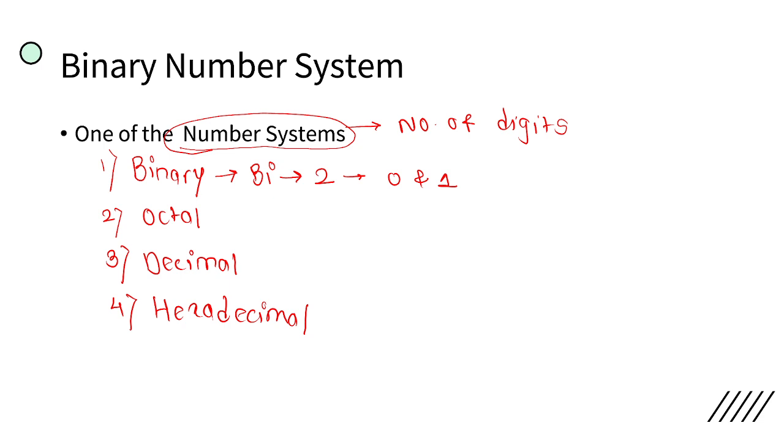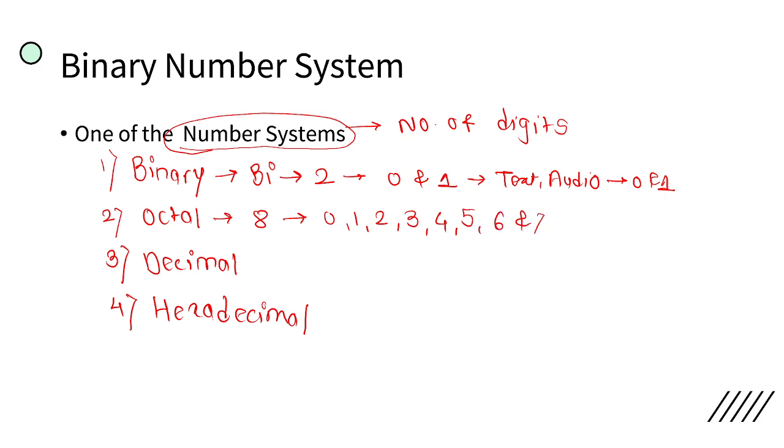So from here you can understand that any kind of data, maybe text, audio, video, anything, is converted into only 0 and 1 coding, and that is fed to the computer, because the computer also has a binary number system or binary language. So let's switch over to another number system. Octal has 8 digits or characters to represent its data, and those are 0, 1, 2, 3, 4, 5, 6 and 7.